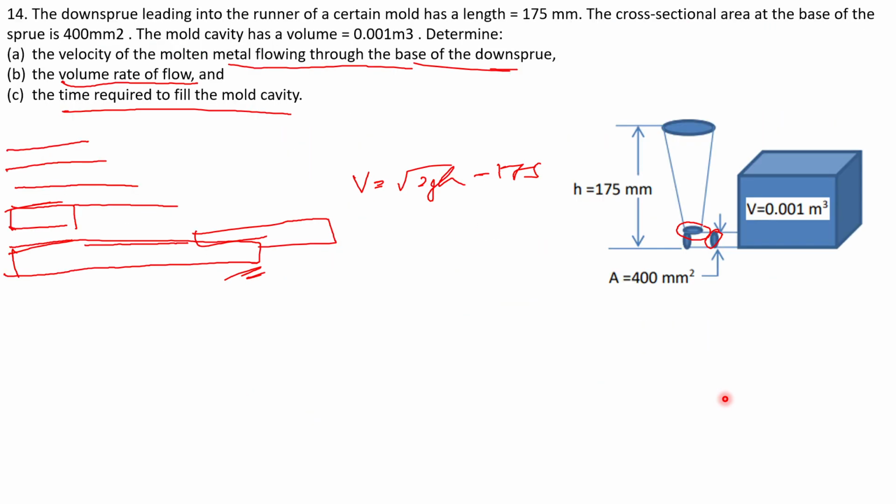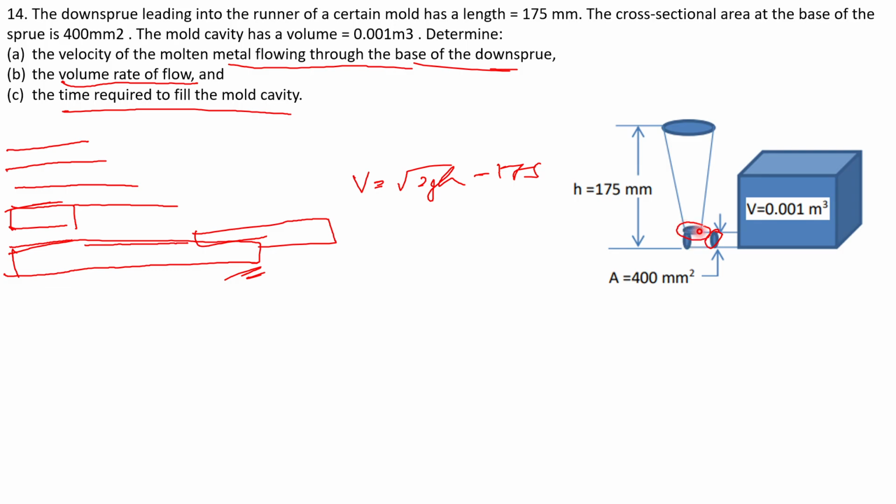Okay, coming to next question. The down sprue leading into the runner of a certain mold has a length 175 mm. The length is given. The cross-sectional area at the base of the sprue is 400 mm square, that A2 is given. Then the casting volume is given. The mold cavity has a volume equal to 0.001 meter cube. Determine the velocity of the molten metal flowing through the base of the down sprue.